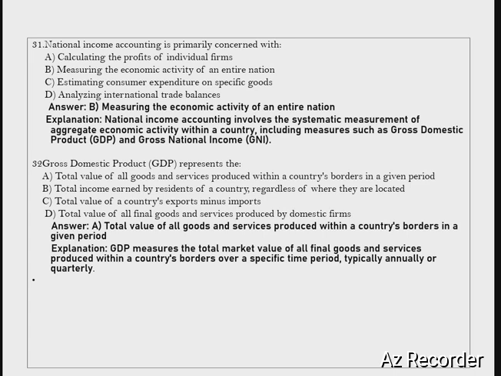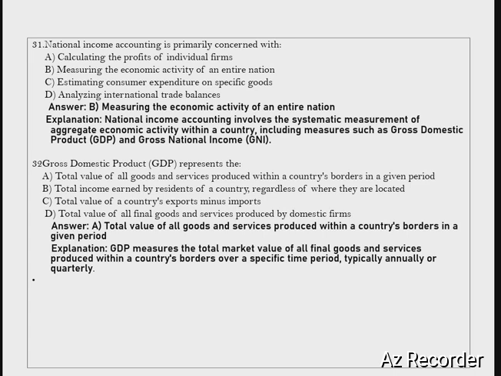Option A, total value of all goods and services produced within a country's border in a given period. Option B, total income earned by residents of a country regardless of where they are located. Option C, total value of a country's exports minus imports. Option D, total value of all final goods and services produced by domestic firms. Correct answer is option A.